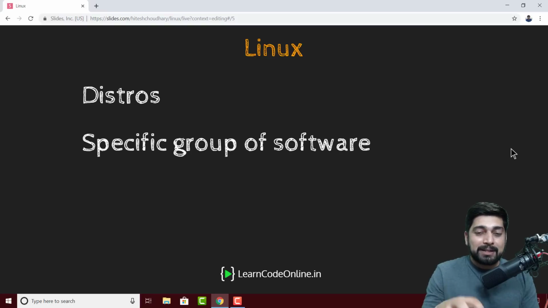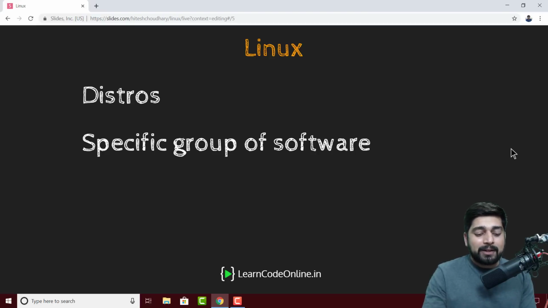A distro is simply a specific group of software. Some companies came forward and said, we are taking this Linux and we are taking the entire thing in our hands. So all the things like updating of the software, the package repository, and the release of new security patches, we'll be dealing with that. And these companies actually launched their own distributions of Linux, or shortly known as distros.